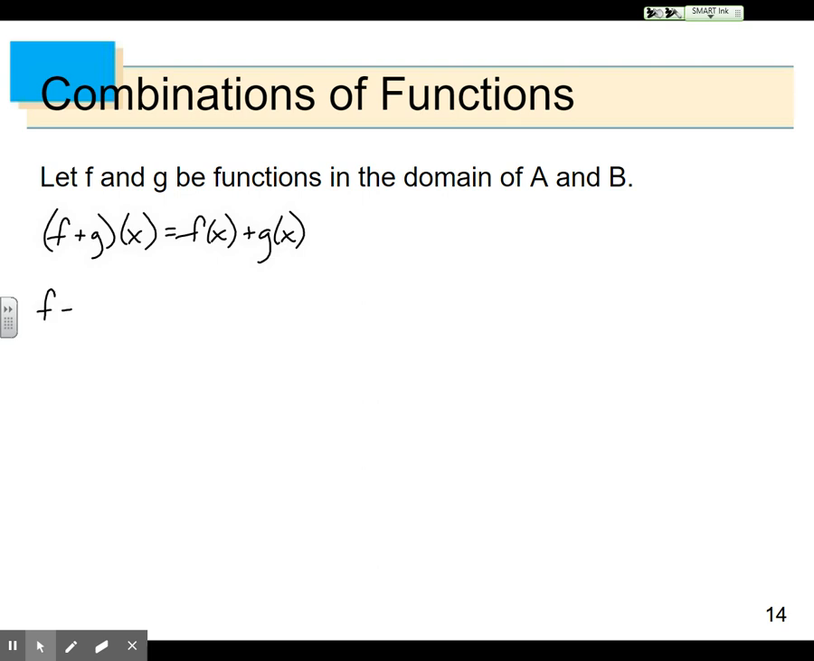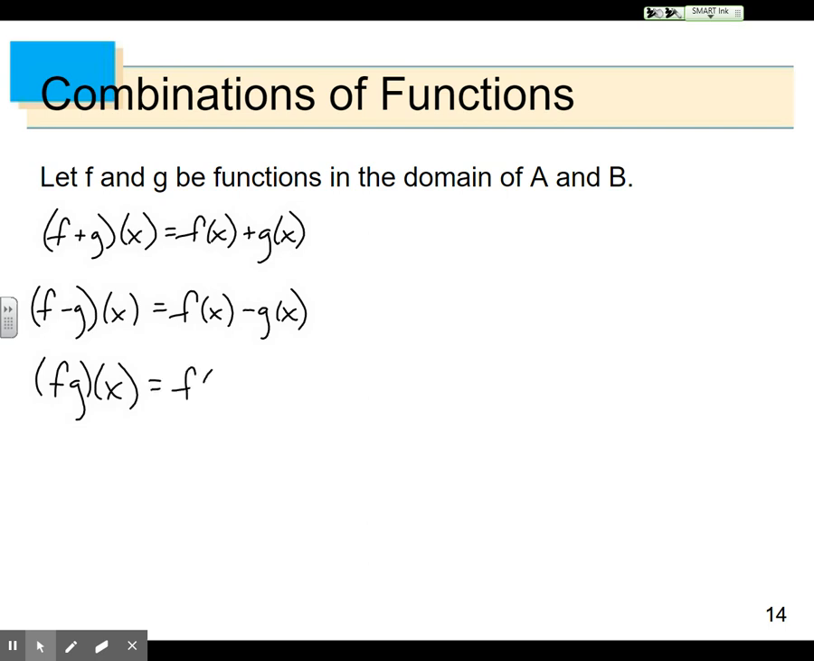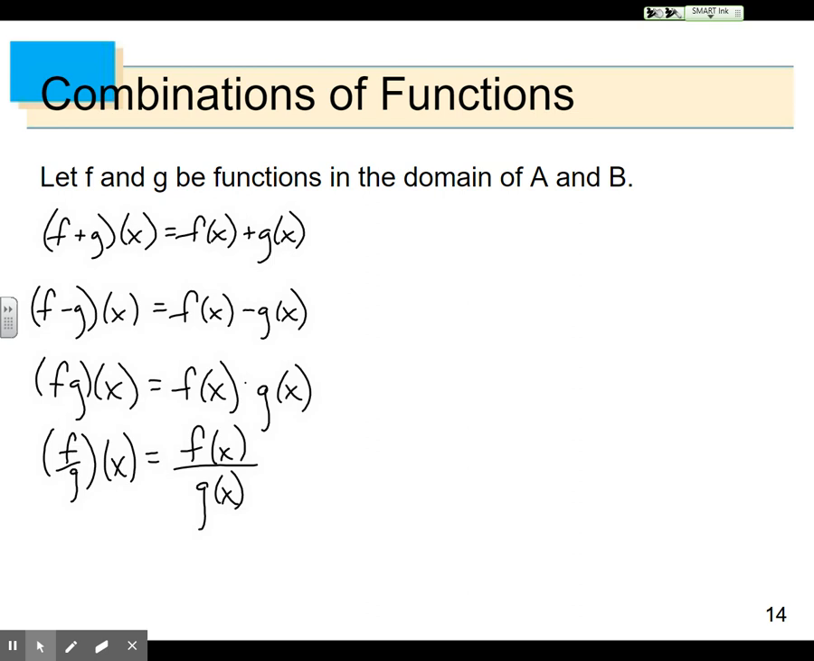So you can imagine what the rest of these are going to look like. F minus g of x, you're just subtracting. Order will matter on this one. Make sure you're doing f of x and subtracting off g of x. F times g of x, I'm going to multiply f of x by g of x. And it works for division too. Just make sure that your g of x is not equal to 0, because that would throw off everything.